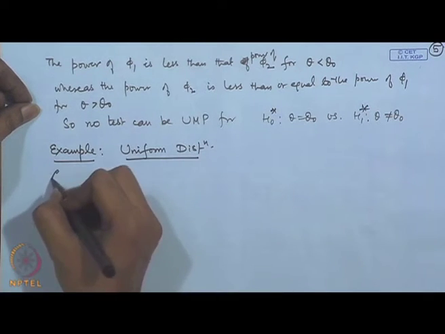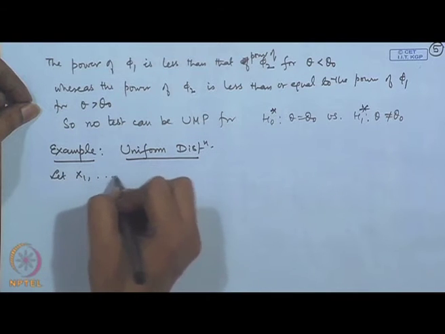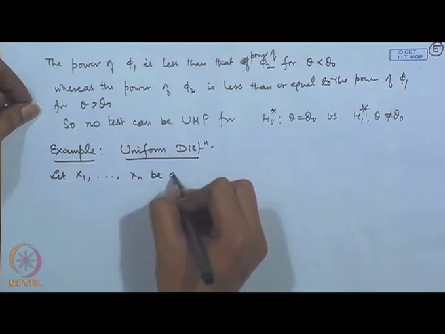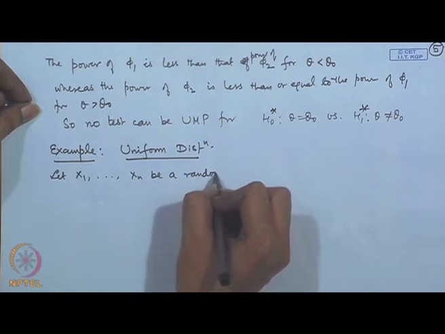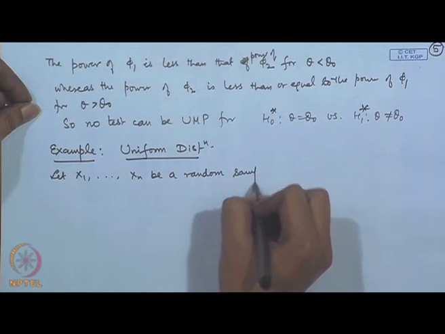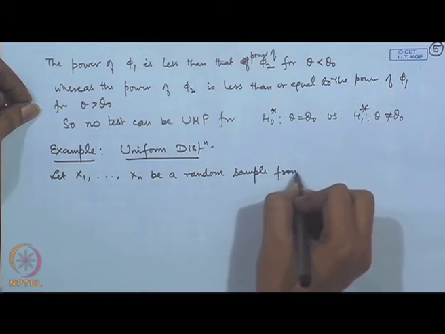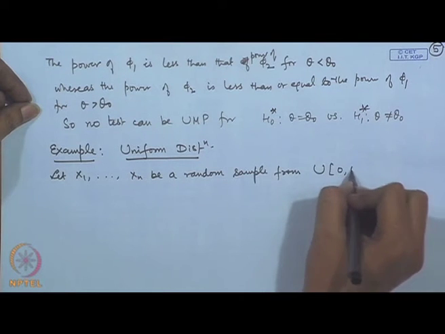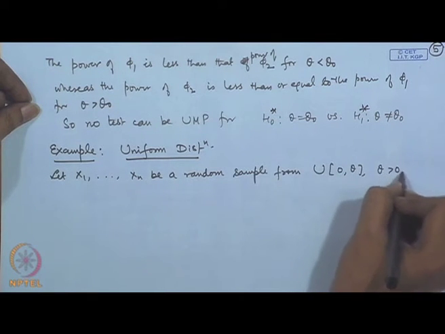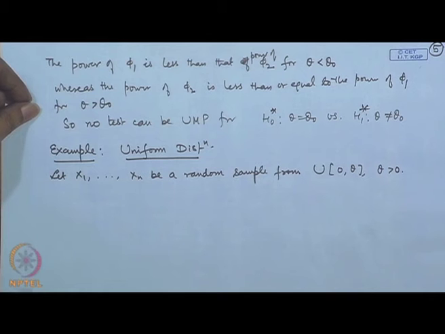So, we have X1, X2, ..., Xn, a random sample from the uniform (0, theta) distribution. If we want to derive the UMP test for one-sided testing problems, we should first have the monotone likelihood ratio property. Let us check whether that is true or not.